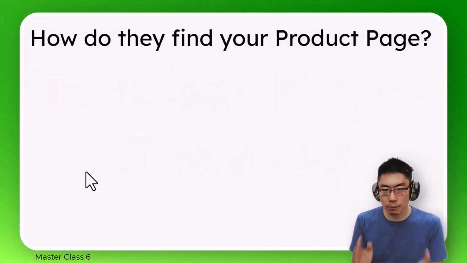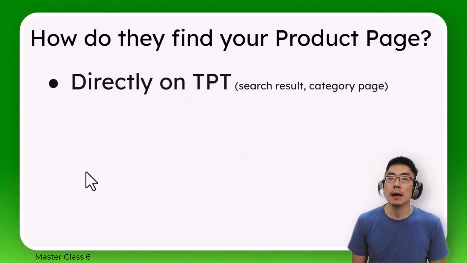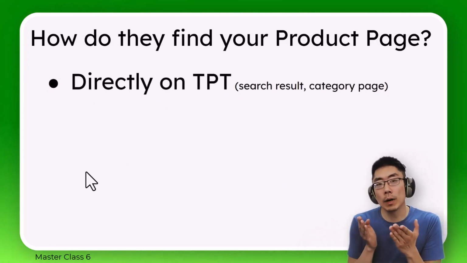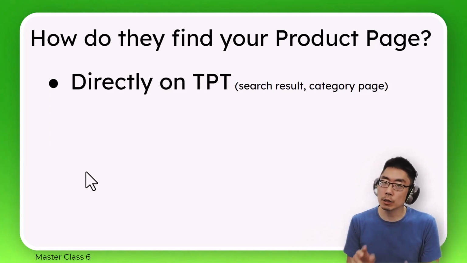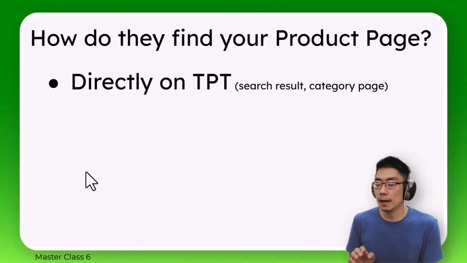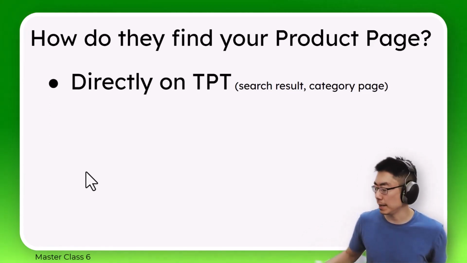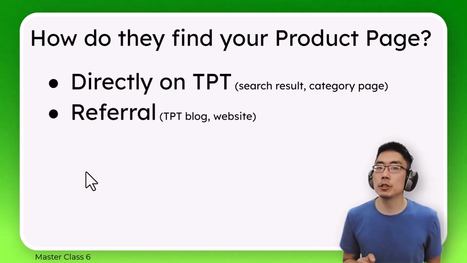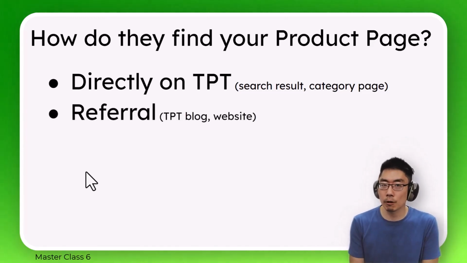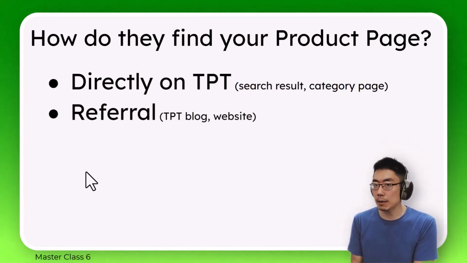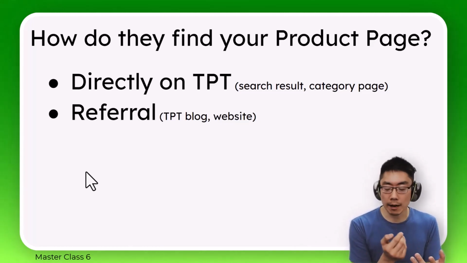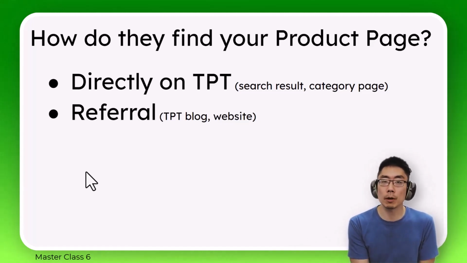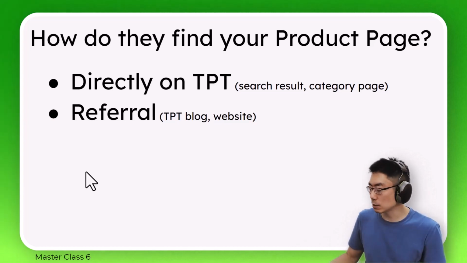How do teachers find your TPT product page? It could be because they went directly to TPT and they searched for whatever their topic is, or they looked at a category page. Or maybe people found your TPT product page from a referral from another website. Either you have a TPT blog, or maybe you have some other website, or someone posted about your resource on their website. That's a referral.